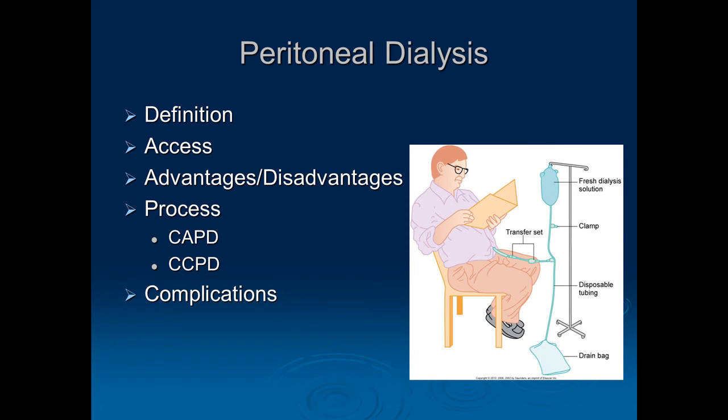There are several different processes that can be used with peritoneal dialysis. I just listed a couple. The continuous ambulatory peritoneal dialysis. There's continuous cyclic peritoneal dialysis.